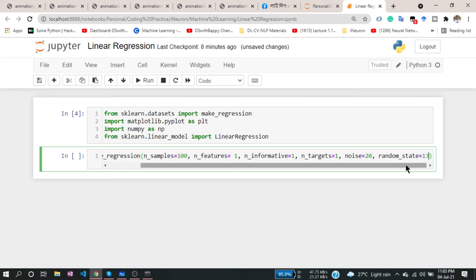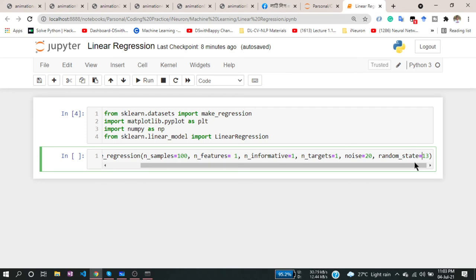What is random state? Random state is one kind of key. If I use random_state equal to 13 and you use my code with random_state 13 too, you will get the same data which I have got right now. Because when you run make regression, it randomly generates data, and if you run it again you will get another kind of data. But if you set random state to some number, it works as a key. I have taken 13, so if you want my data, you can set 13 too.